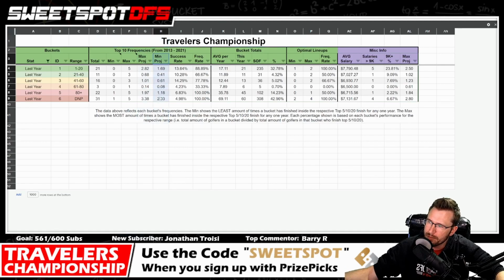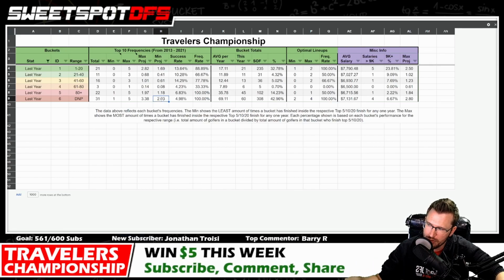Now, in the minimum projection, always round down. Always round down to the whole number. So this 1.69 rounds down to 1. 0.41 rounds down to 0. 2.03 rounds down to 2. And then in the max projection column, you round up to the whole number. So 2.82 goes to 3, 0.68 goes to 1, and so forth and so on.